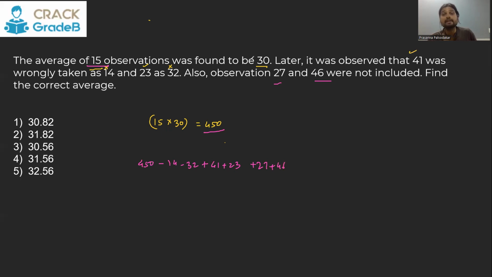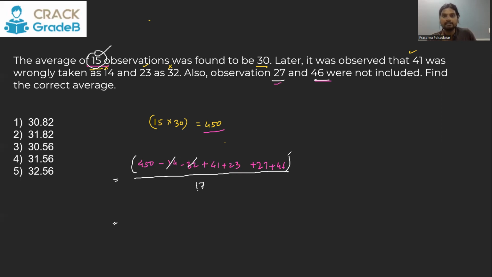So this is the correct sum of now, sorry, 17 observations, because earlier there were 15 observations and we are adding 2 more observations. So this is the new sum of 17 observations. So the new sum divided by the new number of people should give us the new average. So just solve this. Should be easy.